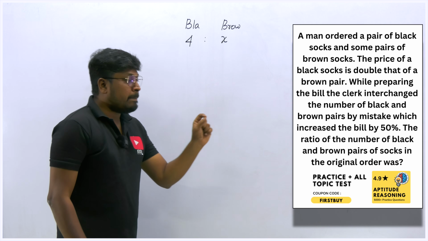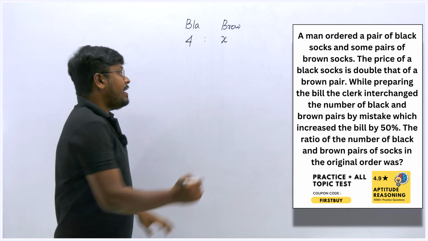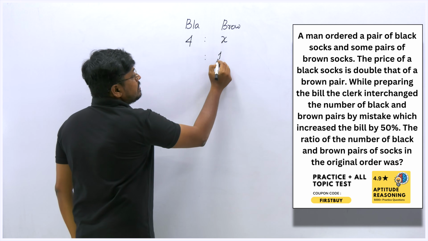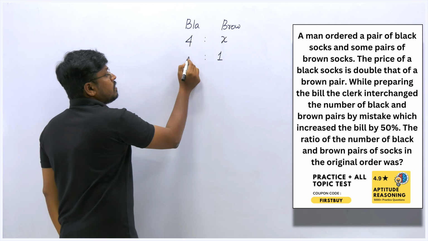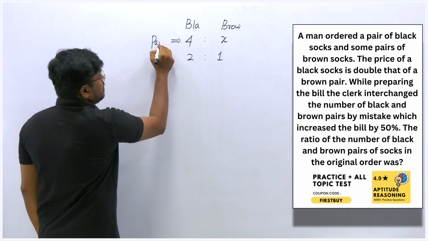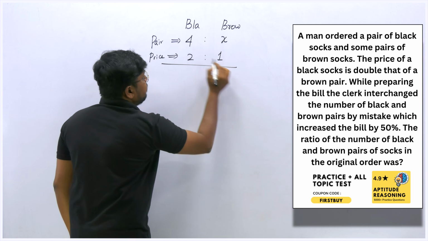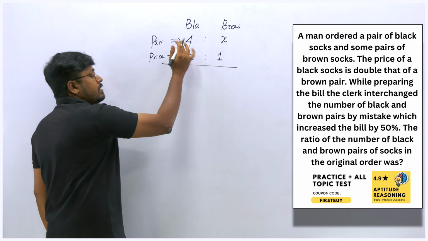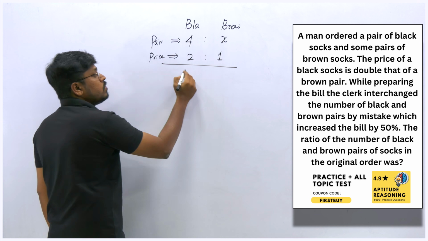According to the question, the price of a pair of black socks is double that of brown. So in case the price of a pair of brown socks is 1 rupee, for example, then black socks will be 2 rupees. So this will be the pair of socks and this will be the price. Now we can easily find pair into price. For example, if I purchase 4 pairs, each pair is 2 rupees, so 4 into 2 will be 8.